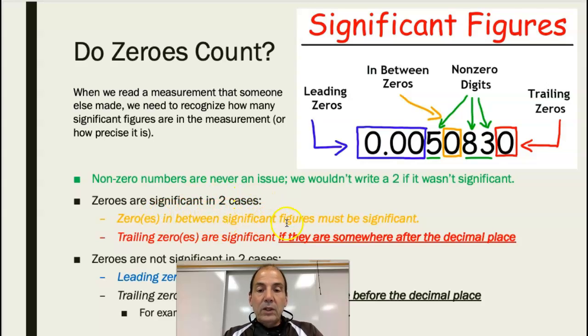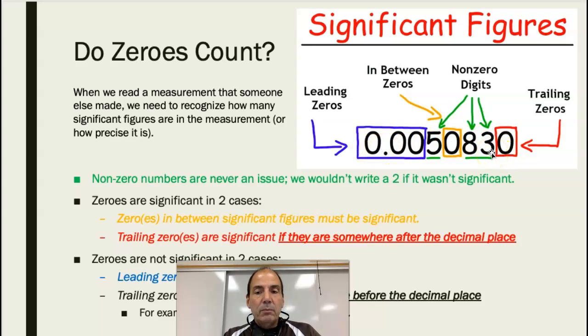Zeros that are in between significant figures must be significant. This zero would only be here if it mattered. Otherwise, you would just put the 8 after the 5. So that zero's got to be significant. Trailing zeros somewhere after a decimal place are significant. So this trailing zero is significant because, again, why would I even need to write it?